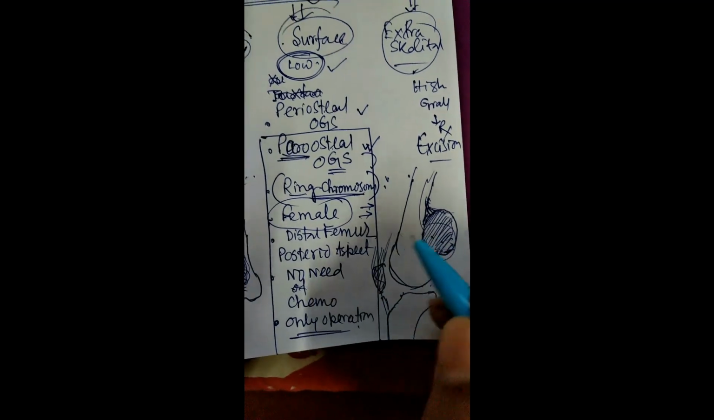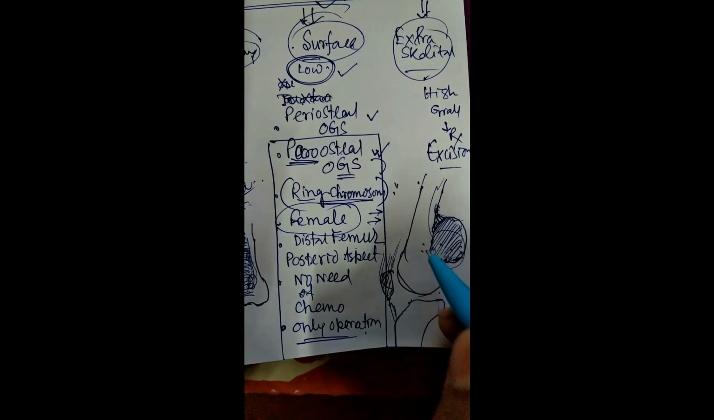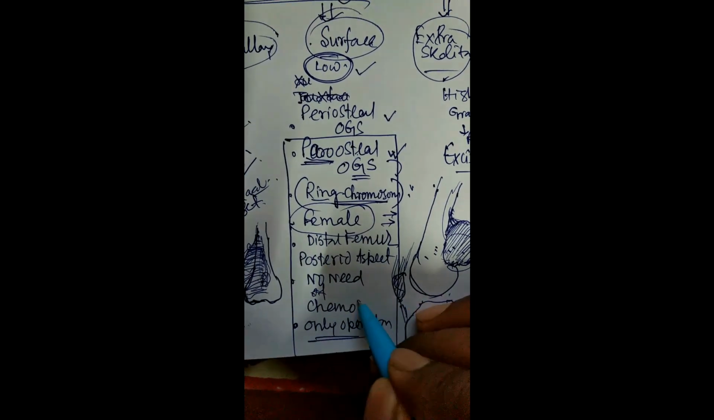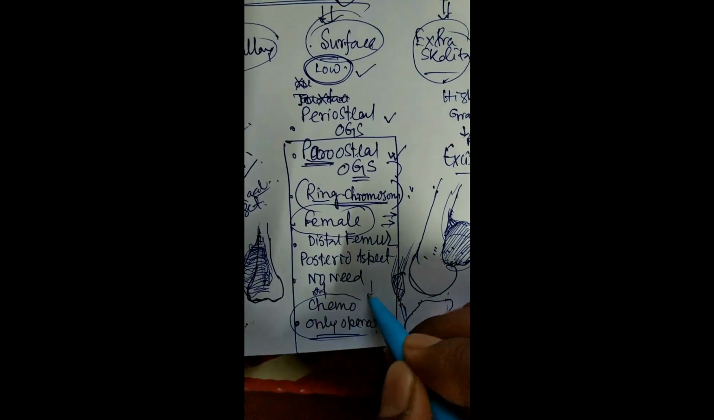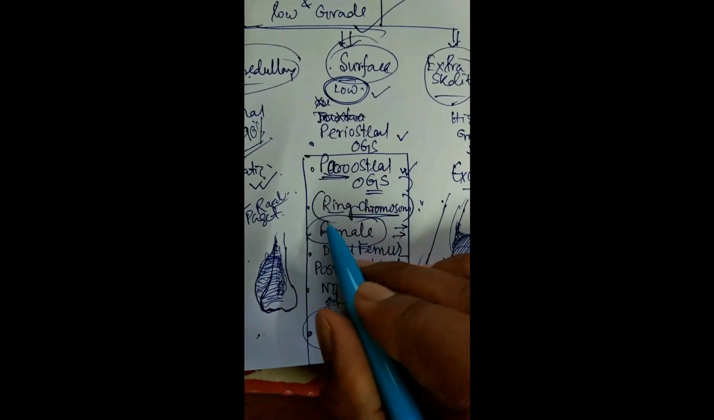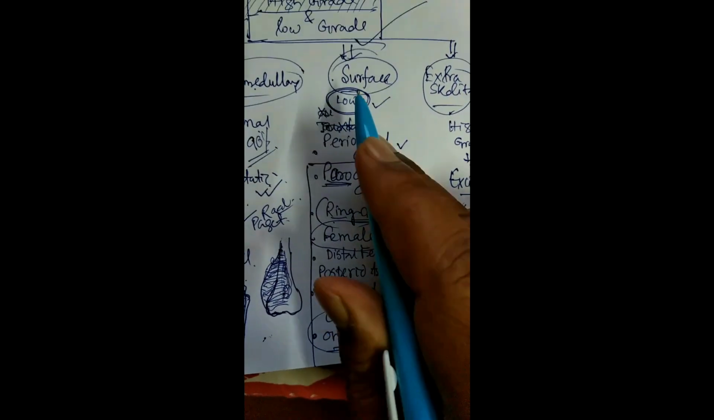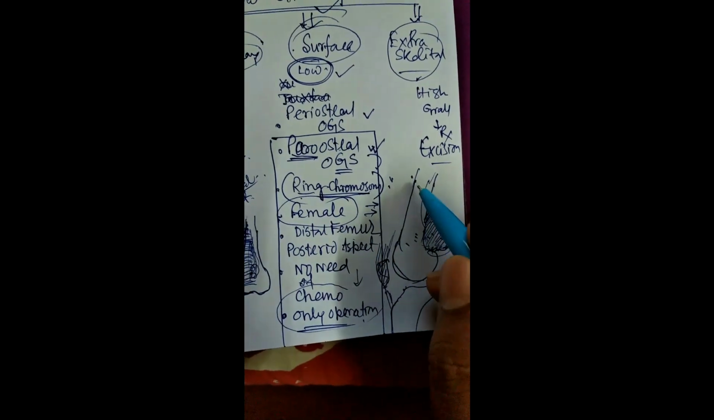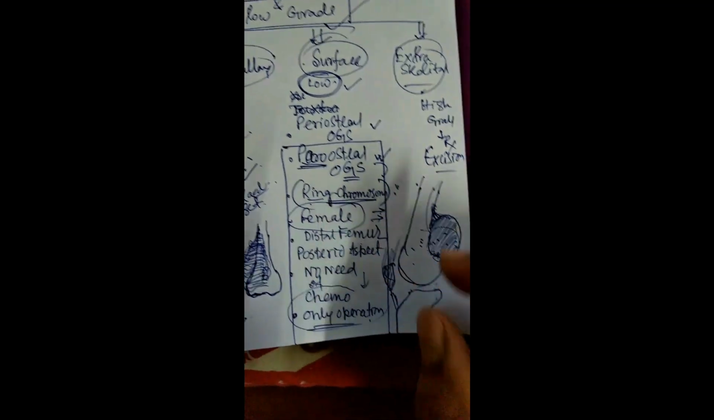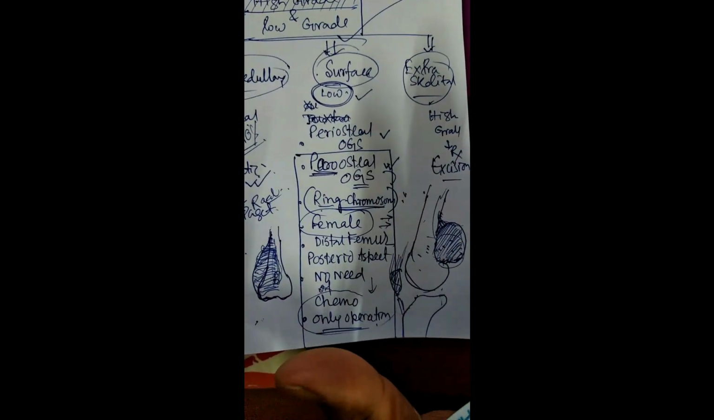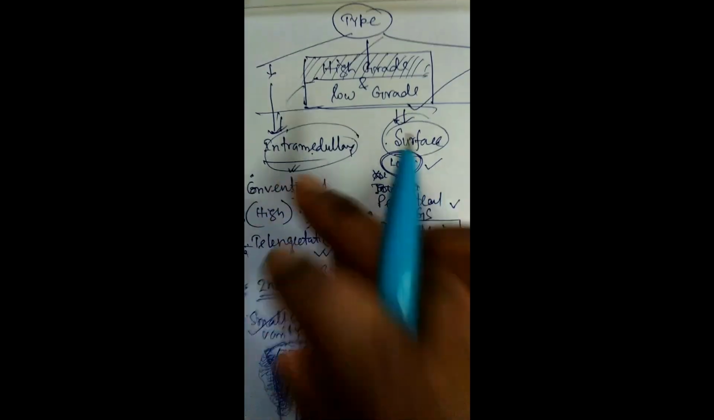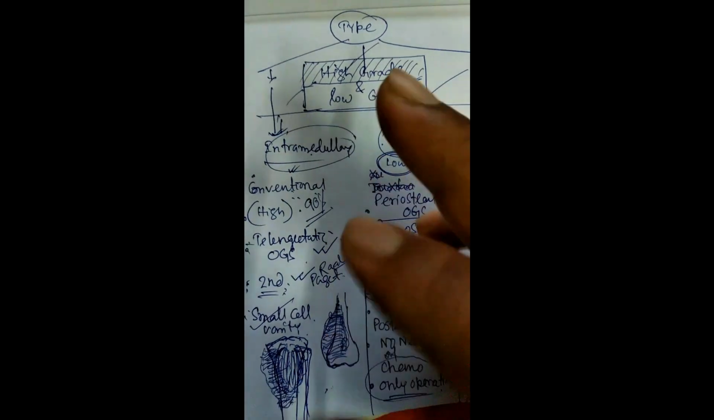And this type of parosteal osteosarcoma, although it is an osteosarcoma, does not need any chemotherapy. Only operation is sufficient, so it has a very good prognosis. So parosteal osteosarcoma is a low grade surface osteosarcoma found in the distal femur, posterior aspect. In this female age group, only operation is needed, no chemotherapy. But all the other types of osteosarcoma need high intensity chemotherapy.